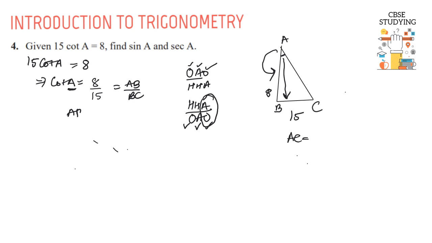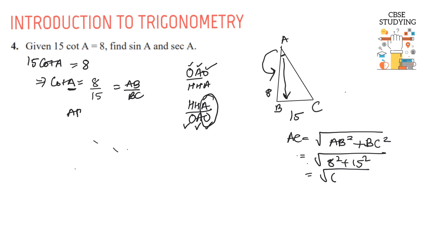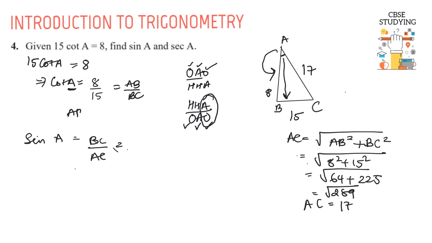So AC will be equal to square root of AB square plus BC square, correct? Square root of 8 square plus 15 square, 64 plus 225, and that becomes equal to square root of 289. So AC will be equal to 17. So measurement of AC is 17. Now what do you have to find? Simple. You have to find sine A. Sine A is opposite by hypotenuse. So that is BC by AC, which becomes equal to 15 by 17.